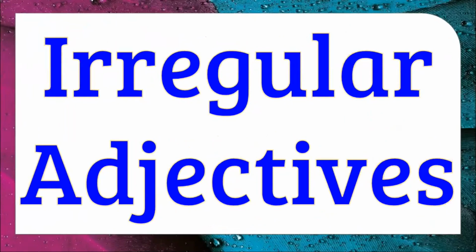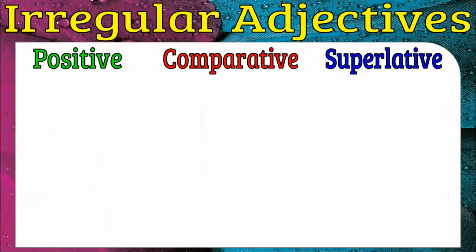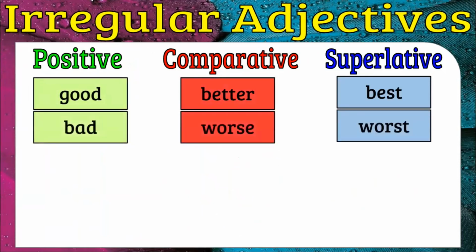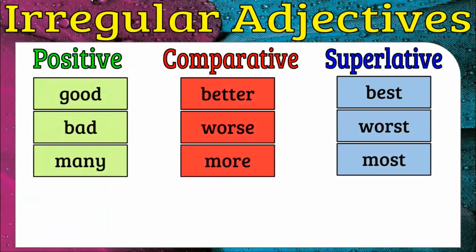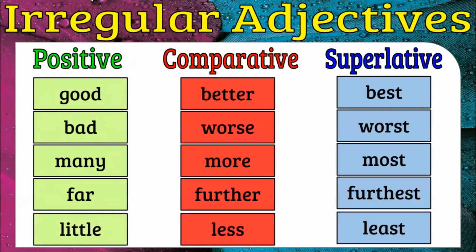Now let's move on to irregular adjectives. A small number of adjectives are irregular in the way they make the comparative and superlative forms. Let's look at the following examples. Good, better, best. Bad, worse, worst. Many, more, most. Far, further, furthest. Little, less, least.